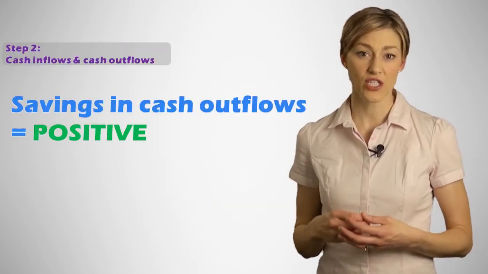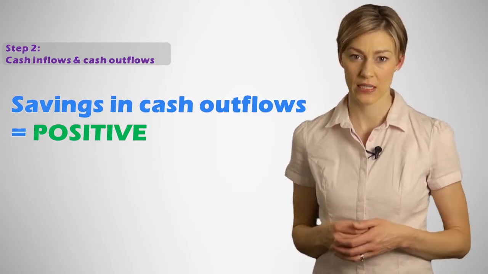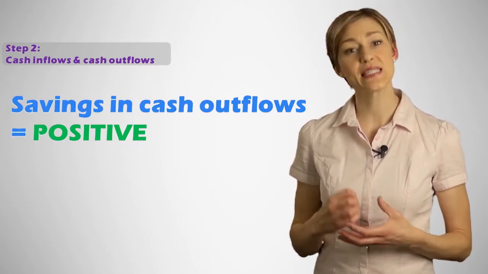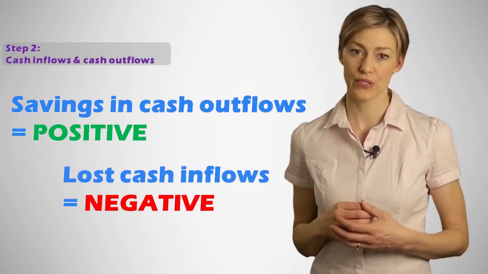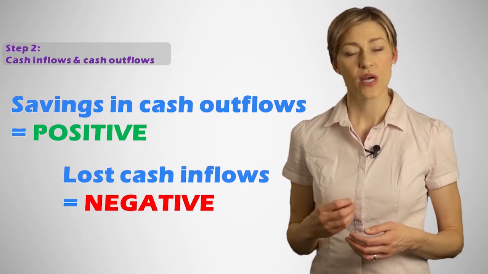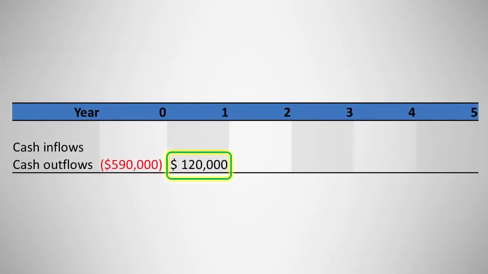Secondly, the future cash inflows and cash outflows of the project or investment should be forecasted. This includes any savings in cash outflows as well as any lost cash inflows. In our example, the new machine is expected to yield efficiency savings of $120,000 in year 1. Then, once all of the kinks have been ironed out, it is expected to yield efficiency savings of $200,000 each year for 4 more years.